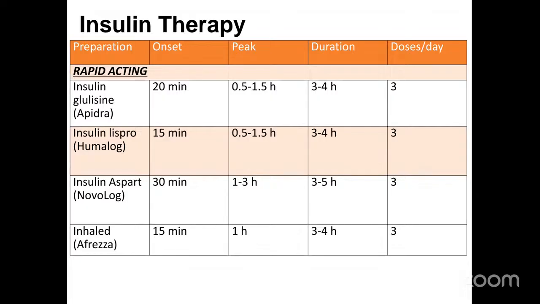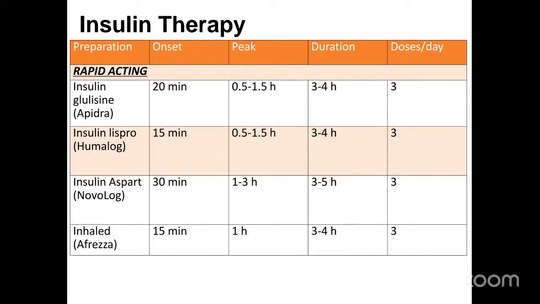Traditionally, insulin is divided according to the onset of action and duration of action into rapid-acting insulin, short-acting, intermediate-acting, and long-acting. We'll start with the rapid-acting insulin. We have 3 types: insulin glulisine, insulin lispro, and insulin aspart. Also, we have a form of inhaled insulin called Afrezza.